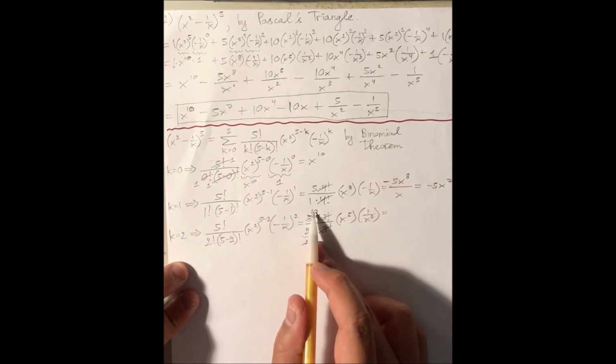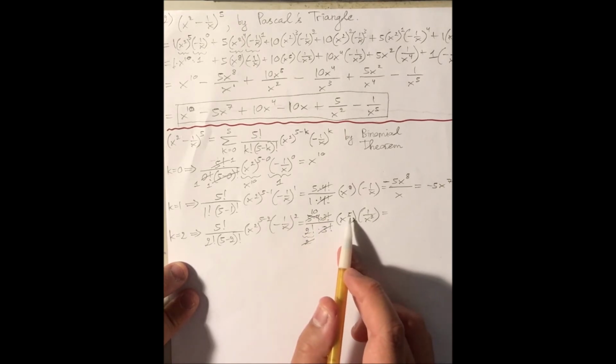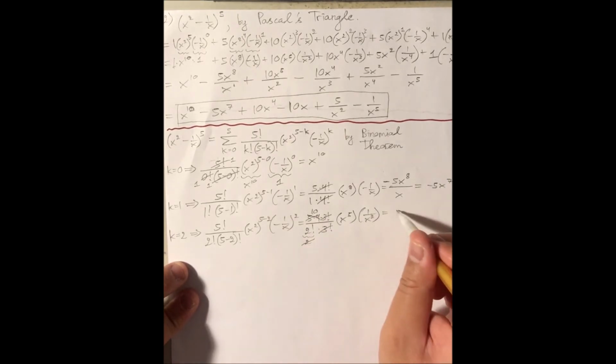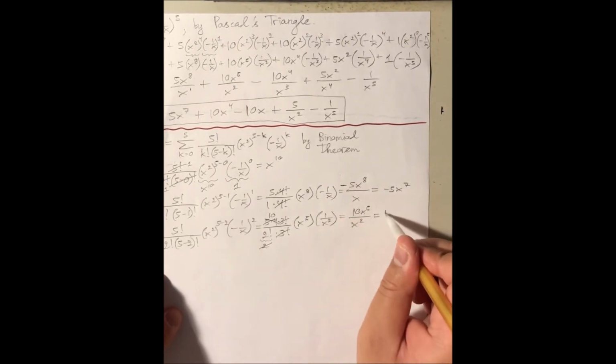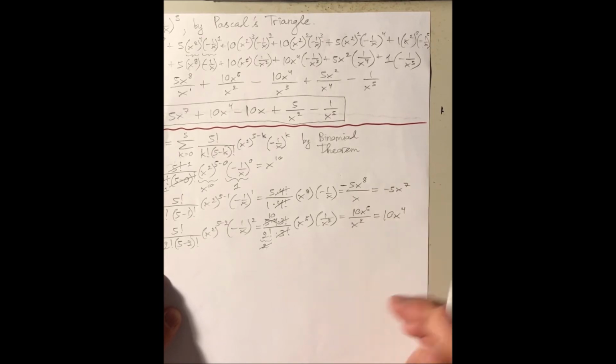You've got 10 times x raised to the 6 times 1 over x squared, which is going to be positive 10x to the 6 over x squared. But this is going to be equal to 10 times x raised to the 4th.